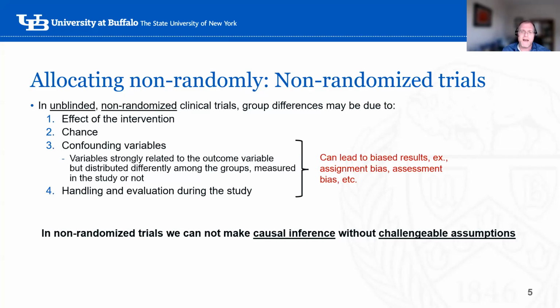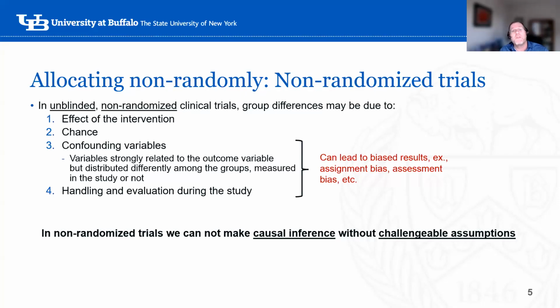And so if I have a non-randomized trial, that's going to be a real challenge in terms of making causal inference. And I can get at causal inference with a non-randomized trial. The problem is I have to make a number of assumptions, and these assumptions are going to be very challengeable. And so that creates some problems for me.